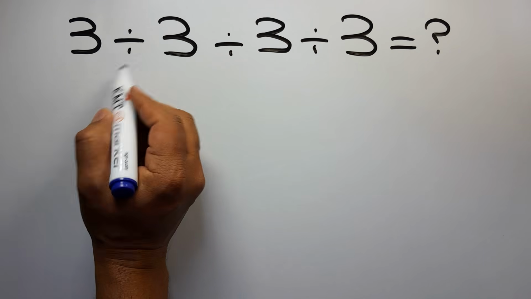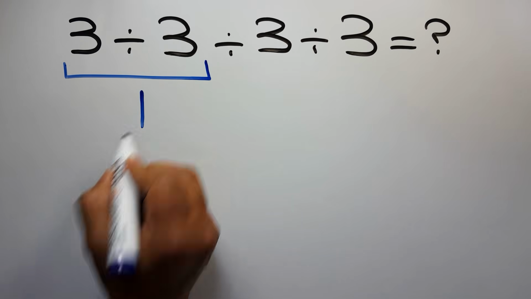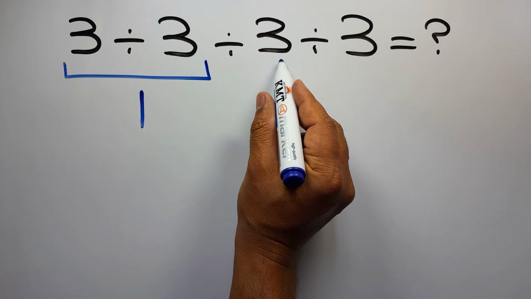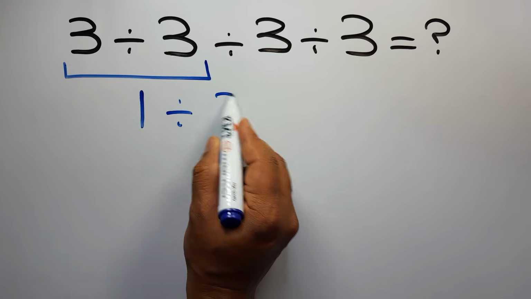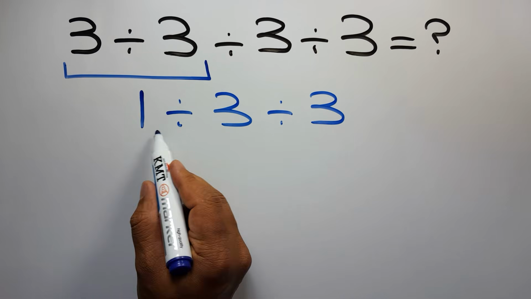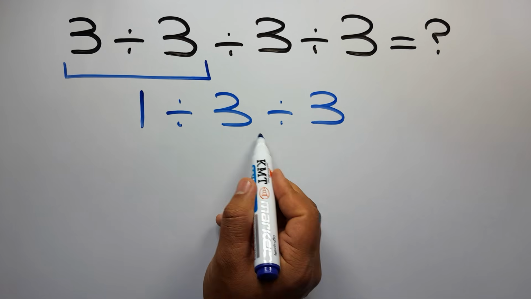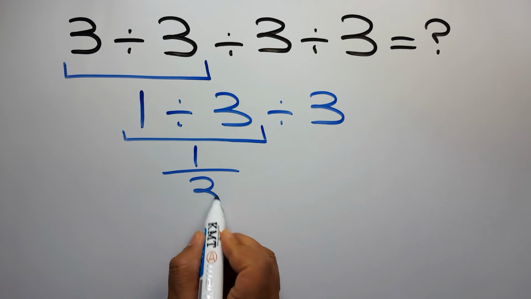So first we have to do this division. 3 divided by 3 gives us 1. So we have 1 divided by 3 and again divided by 3. Now we have to do this division. 1 divided by 3 can be written as 1 over 3.